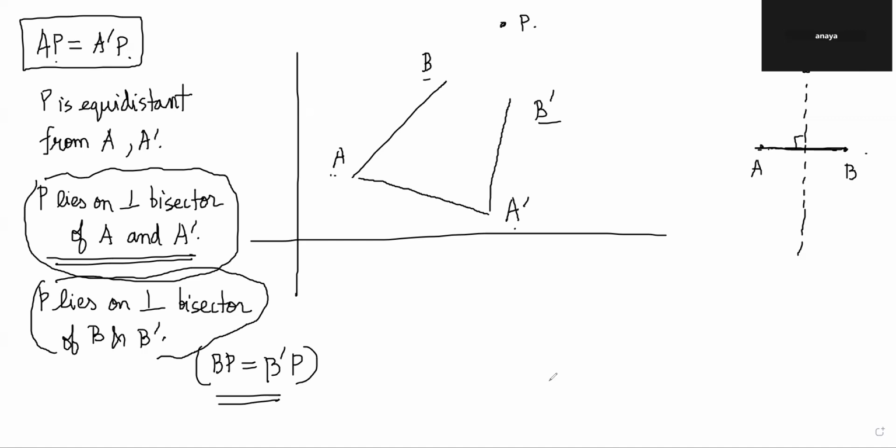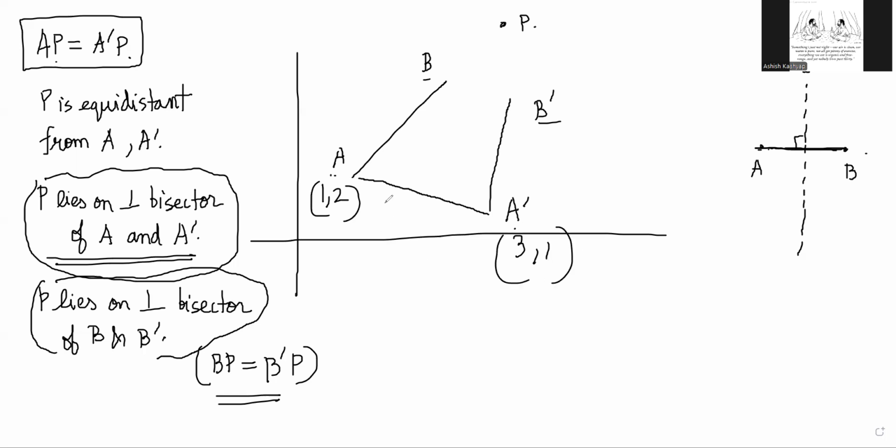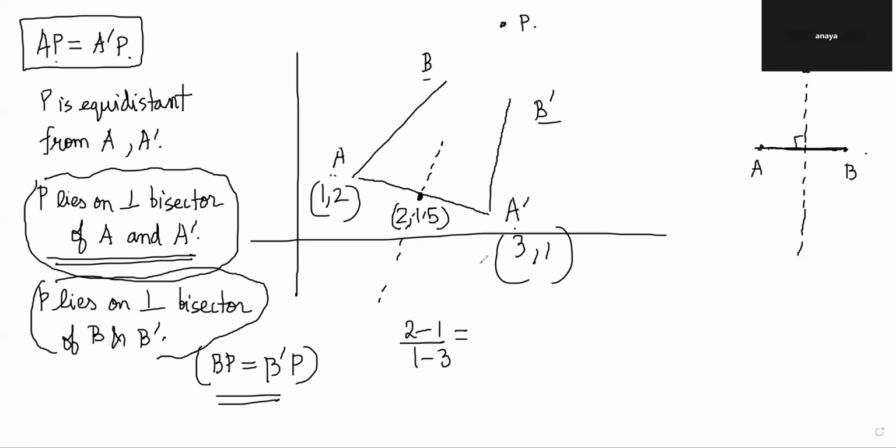A is 1 comma 2, A dash is 3 comma 1. So the midpoint is 2 comma 1.5, right? And the line should be perpendicular to AA dash, so we can make it the perpendicular bisector. The slope of AA dash is 2 minus 1 by 1 minus 3, so that is minus 1 by 2, right? So the slope of our line should be plus 2, right?